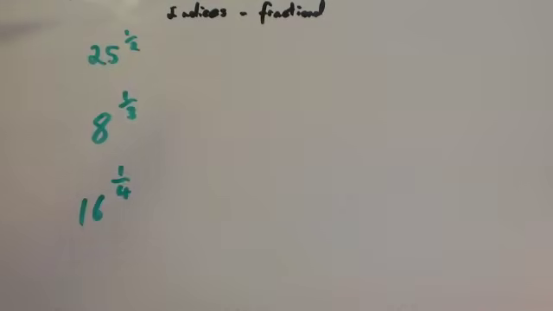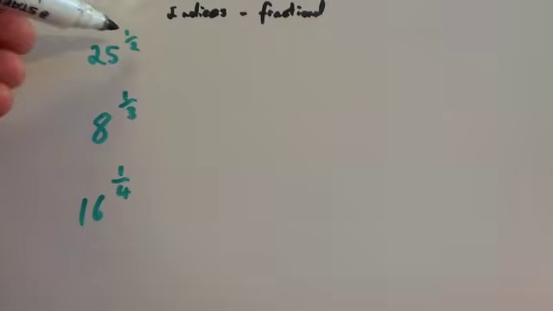Okay, in this video we're going to look at indices and fractional indices. So for instance, if you had 25 to the power of a half, or 8 to the power of a third. We'll also in this video look at stuff like 8 to the power of 2/3. If the power that you're looking at has got a negative sign, watch my video on negative indices or negative power indices. Okay, so let's have a look at this.